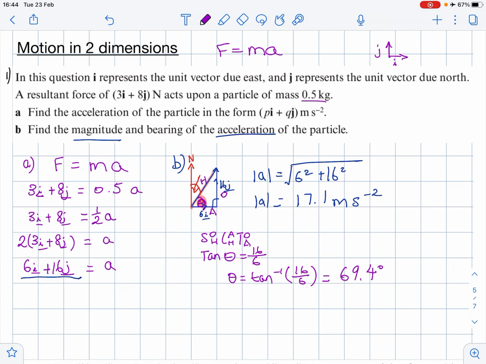But what we are interested in is this angle here. So we need to do 90 subtract 69.4, which is equal to 20.6. But remember, when we're writing our bearings, we need to write them as 3 digits. So our bearing is 020.6.